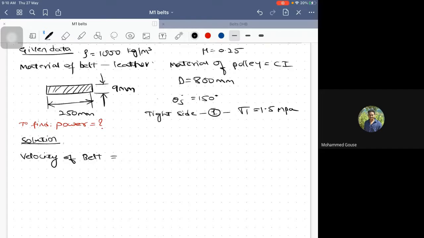So velocity of the belt, V, is equal to, normally it was pi D N by 60, isn't it? Now, suppose this is the pulley upon which the belt will be placed like this. So this has some thickness, as you can see here.